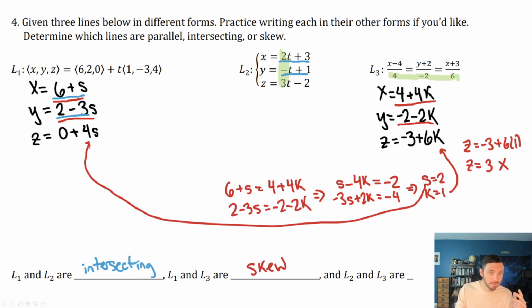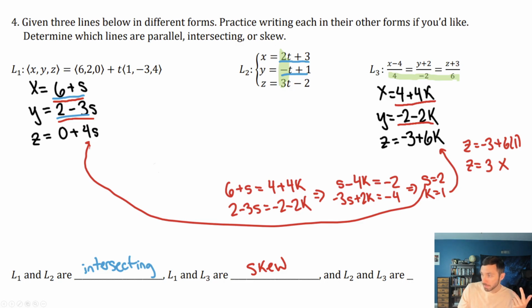If you attempt to do that, it's not going to play out the same way. You get 6 plus s equal to 4 plus 4k, and 2 minus 3s is equal to negative 2 minus 2k. If you want to write this in parametric equations, I would set k equal to this, k equal to this, k equal to this, and then solve for x, y, and z respectively. All right, so you end up getting an s of 2 and a k of 1.